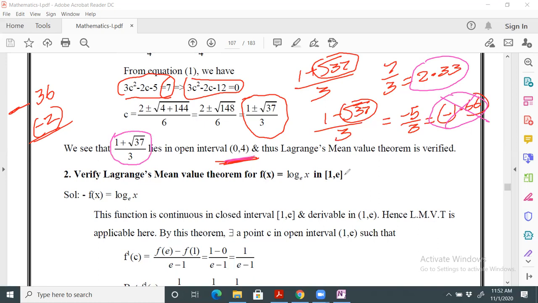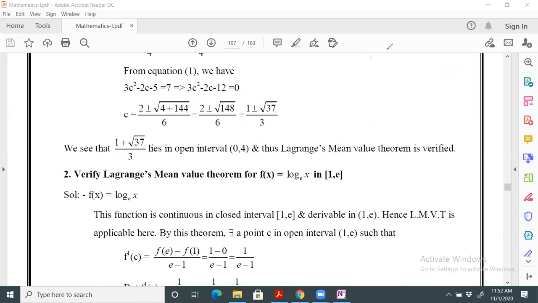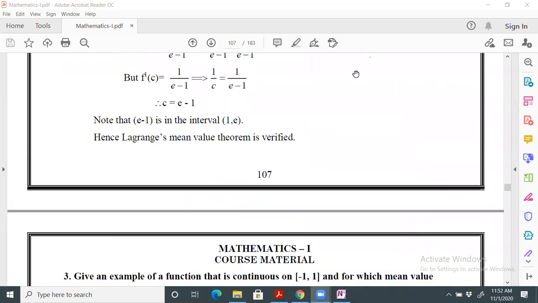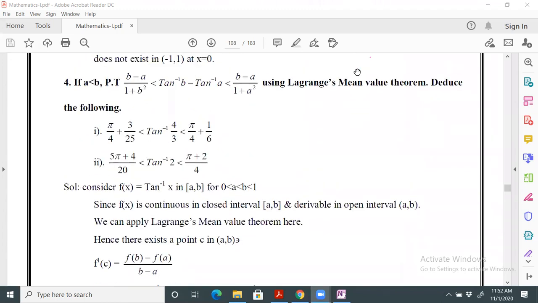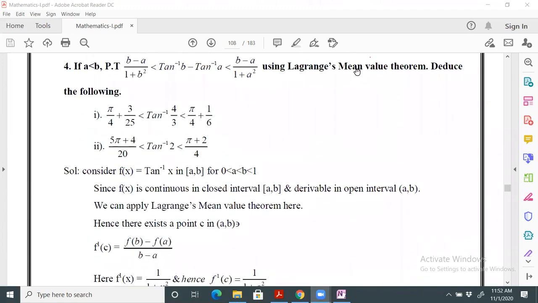Then Lagrange's mean value theorem is verified. This is the process. These are the problems on Lagrange's mean value theorem, but we will have a special case of problems on this theorem. This is the problem they will give us in the examination, and it is very, very important. This is a problem repeated so many times.